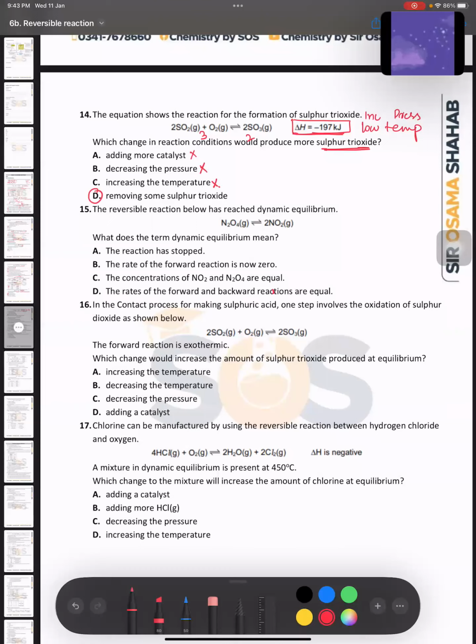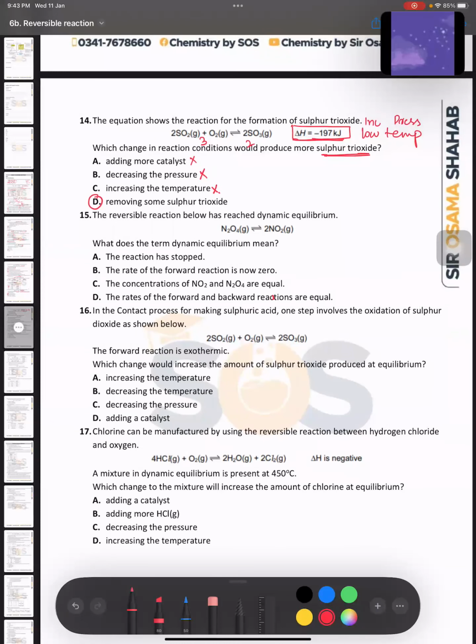Then over here we have the next question. Question number 15, the reversible reaction below has reached dynamic equilibrium. Over here, the reaction is given. Also, what does the term dynamic equilibrium mean? It's very simple. The rate of forward reaction and the backward reaction are equal. So the right answer will be D, definitely.